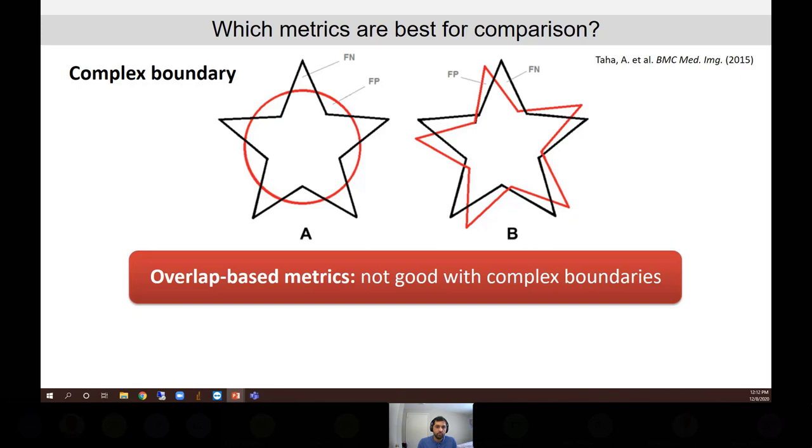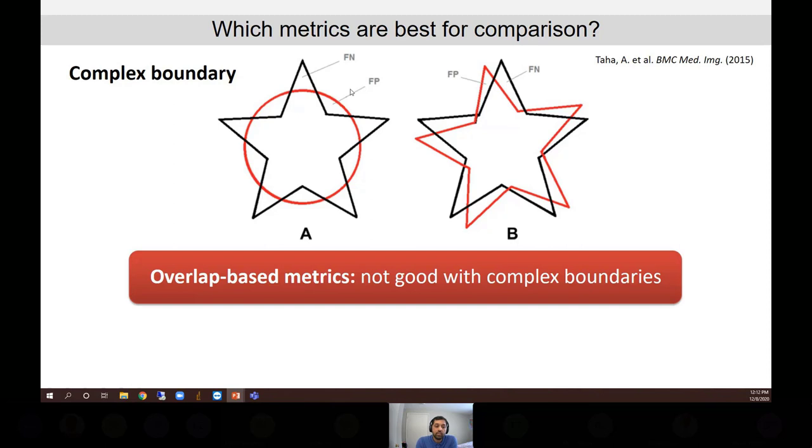Here I give you an example, A and B. In both of these examples, the red outline represents the segmentation of the black ground truth. We can clearly see that B is a better segmentation compared to A, but it's interesting to know that both of them have exactly the same number of false positives and false negatives.